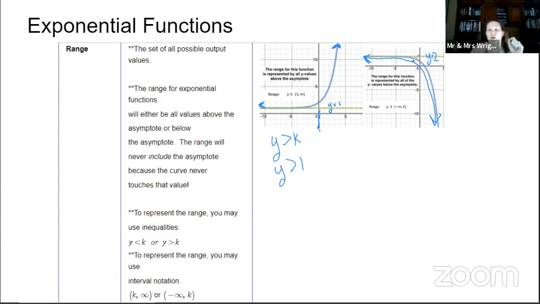Here's one where y is less than k. Y is less than k. And in this place, because the asymptote is 2, our k is 2. So y is less than 2.